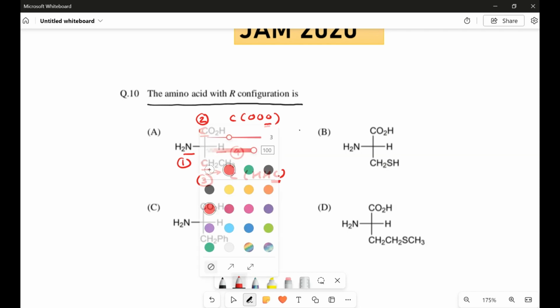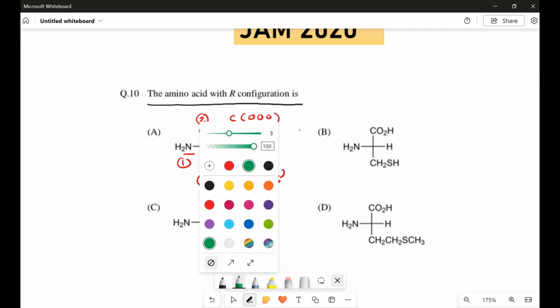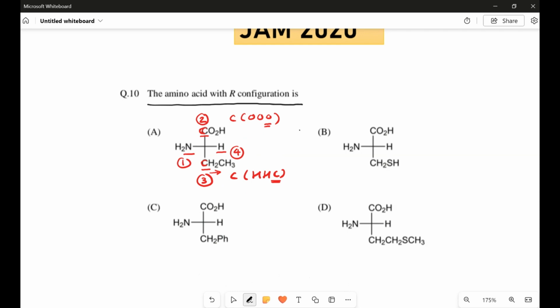So now traverse a semicircle. 1, 2, 3 takes a clockwise rotation. Clockwise, therefore it is R. But if you give the answer as R configuration, it is a wrong answer, because I've already mentioned if you have the least priority in the horizontal position, whatever configuration you arrive at is the wrong configuration. The opposite configuration is the right one. So this A has S configuration, therefore A is the wrong answer.